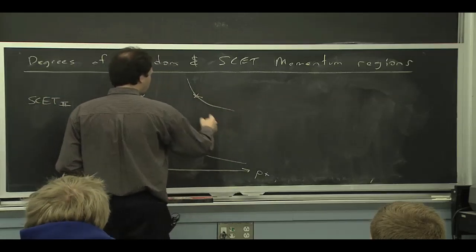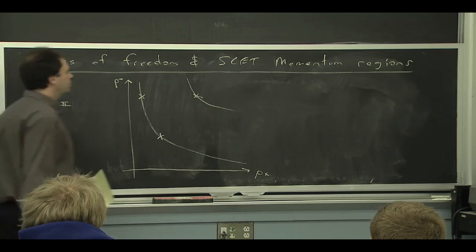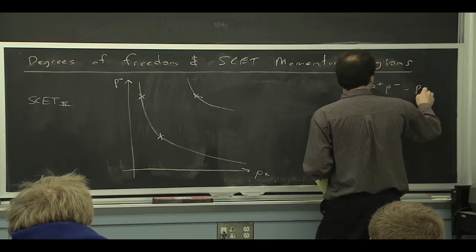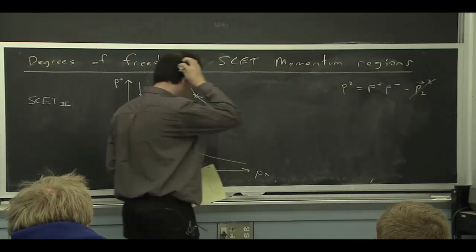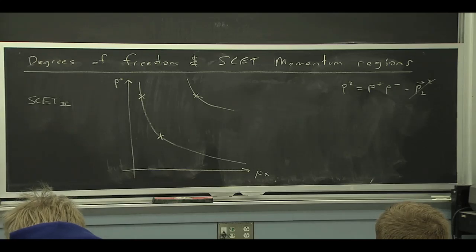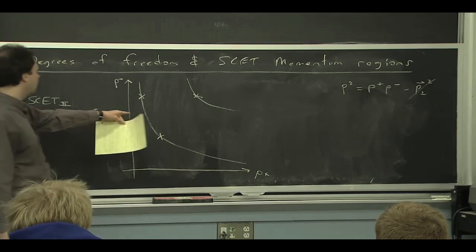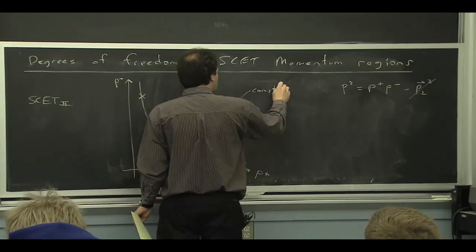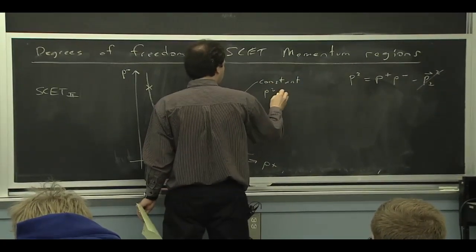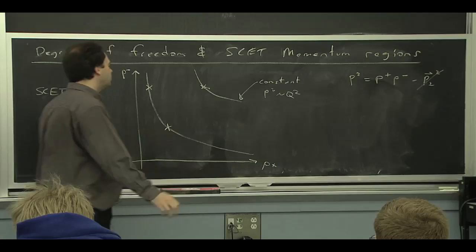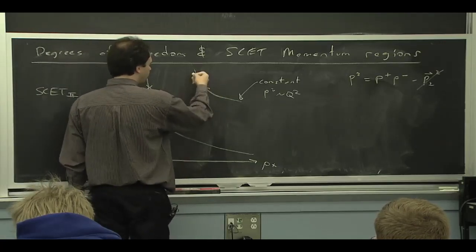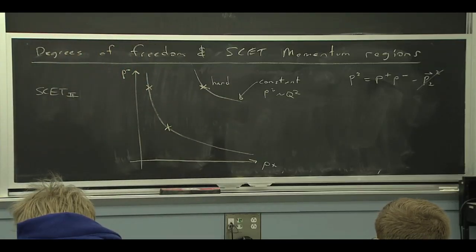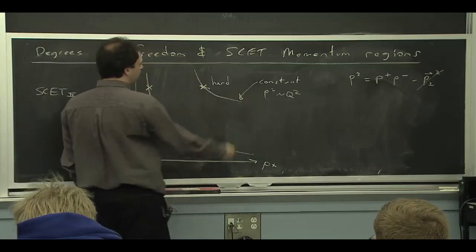So out here, if I draw a hyperbola like this, then remember that p squared was p plus times p minus minus p perp squared, but let's ignore p perp squared for this picture. So if I draw a curve of constant p squared in this plane, then it's a hyperbola. So these are curves of constant p squared. And this one here has p squared of order Q squared, which might be mb squared or some hard scale. So any degrees of freedom that live on this curve would be what we would call hard degrees of freedom. And those are something that we want to integrate out of the effective theory.